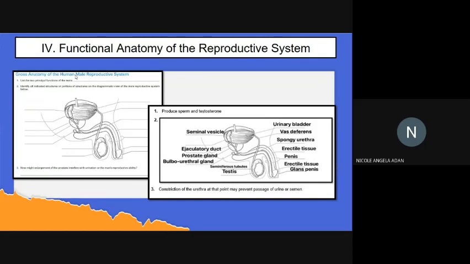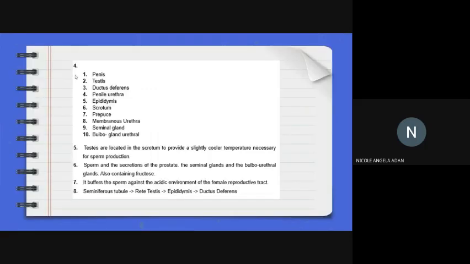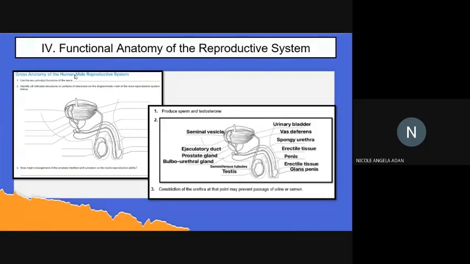On number 3, how might enlargement of the prostate interfere with urination or the man's reproductive ability? We have the constriction of the urethra. At that point it may prevent passage of urine or semen.